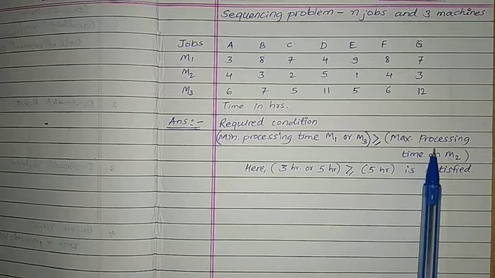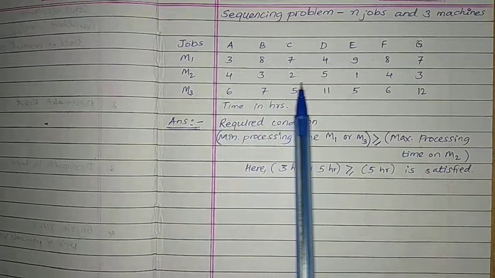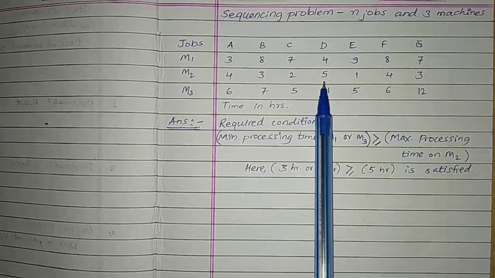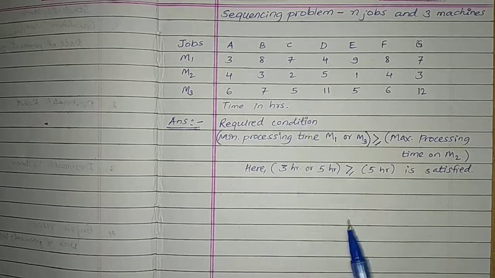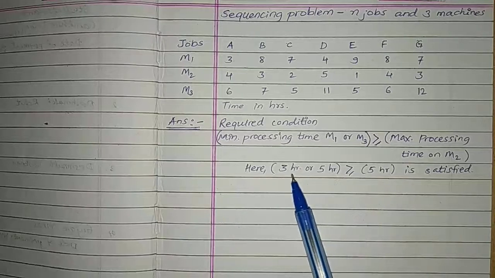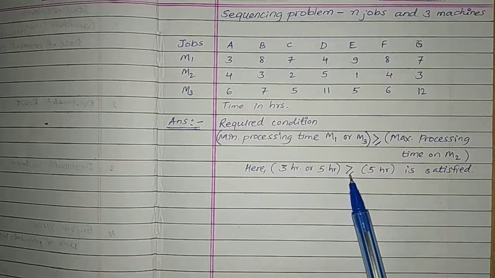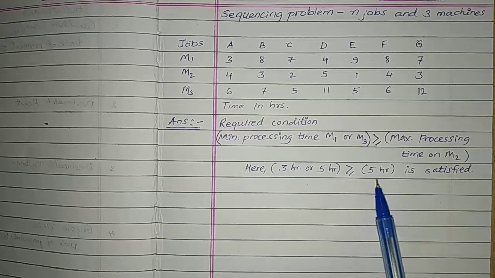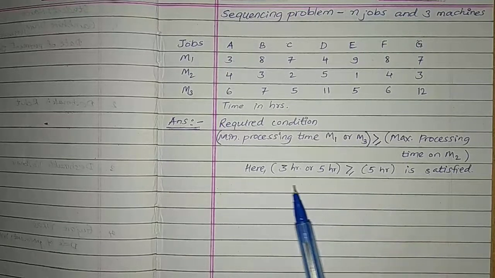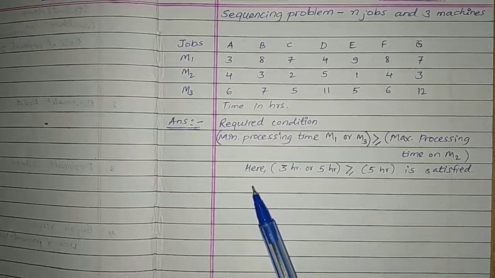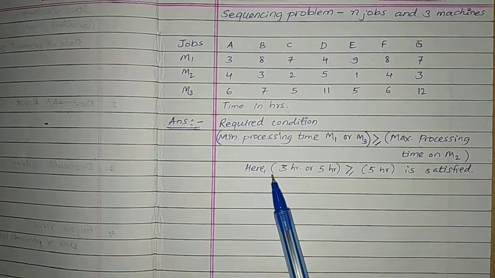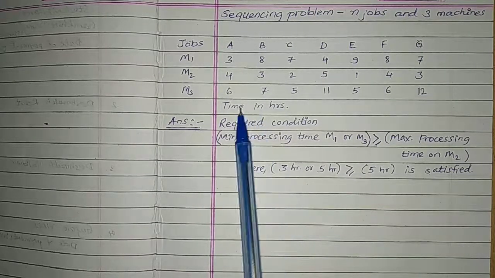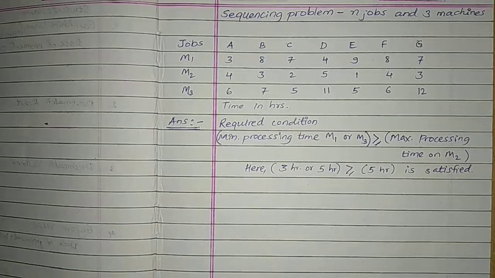But the maximum processing time on machine M2 is 5 hours. So either 3 hours or 5 hours is greater than or equal to 5 hours. This condition is satisfied. Therefore we can apply Johnson's algorithm for sequencing these kind of jobs.